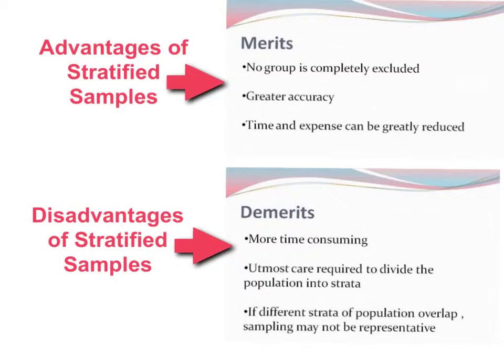The disadvantages of stratified samples are that it is very time-consuming. Utmost care is required to divide the population into the special groups or strata. And if different strata of the population overlap, the sampling may not be representative of the entire population.